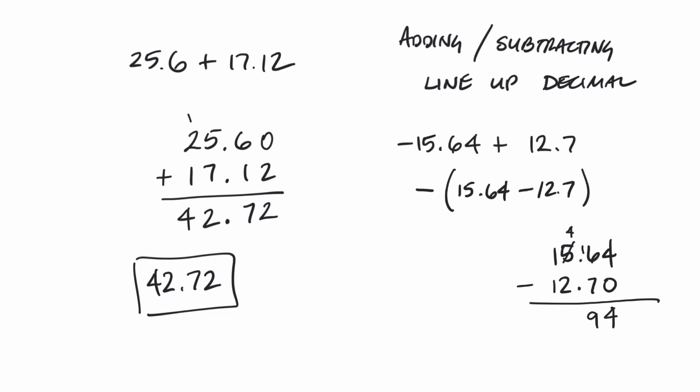And then we've got our decimal point coming straight down. And then 4 minus 2 is 2. And 1 minus 1 is 0. So this is 2.94. Don't forget, that's why it's important to write this step here, because it'll remind you, hey, there's a negative. So your answer is negative 2 and 94 hundredths.